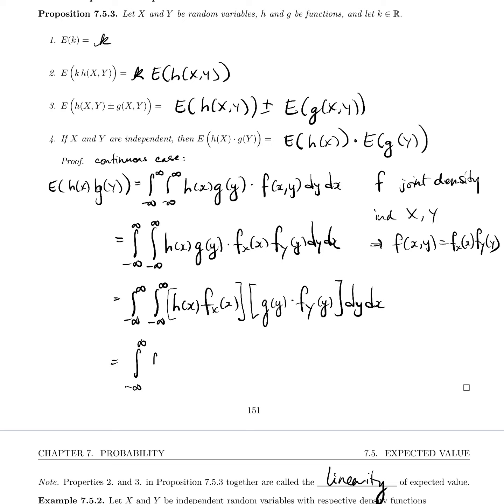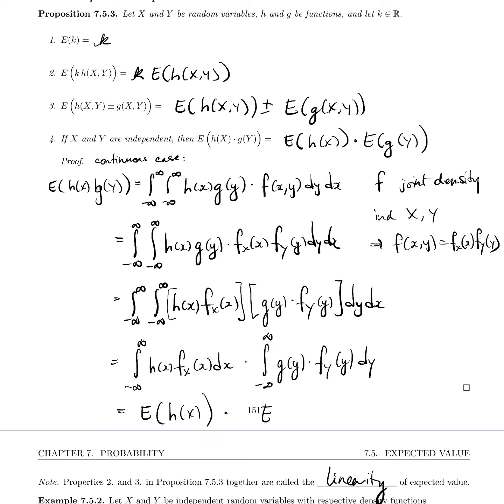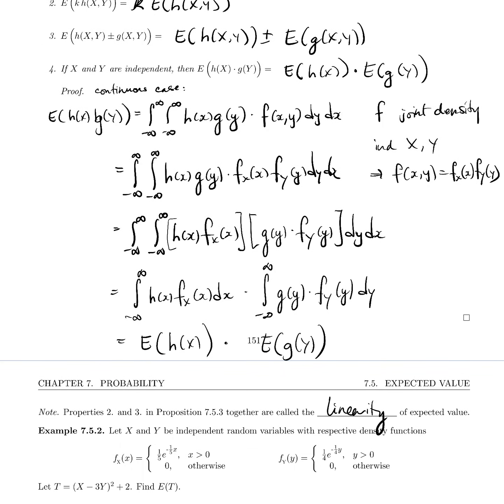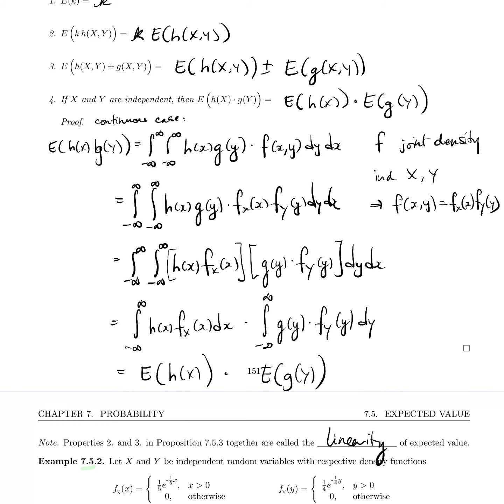So the integral from minus infinity to infinity of h of x times f sub X of x dx, times the integral from minus infinity to infinity of g of y times f sub Y of y dy, and these are exactly the univariate definitions of the expected value. So this is the expected value of h of X times the expected value of g of Y. So in the next video, we will do an example where we will apply some of these properties.